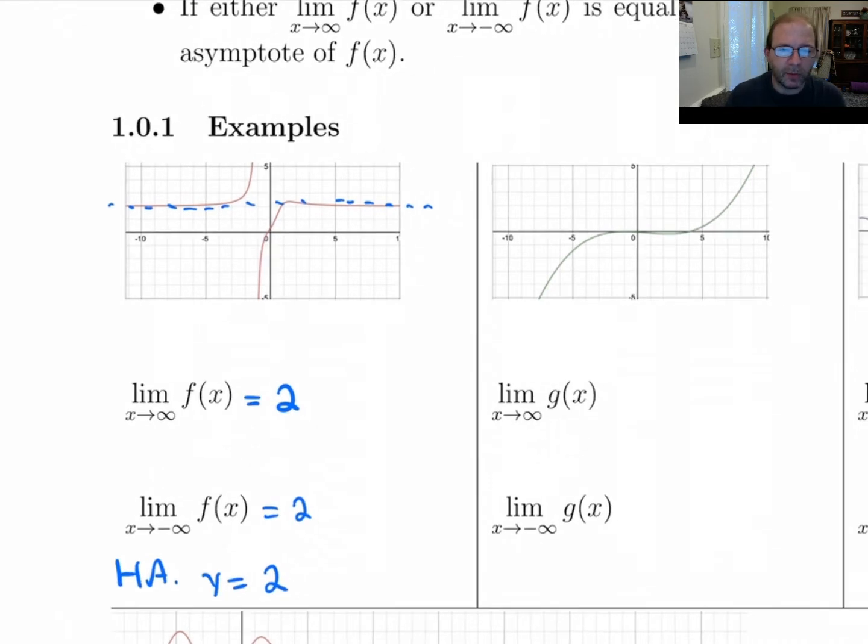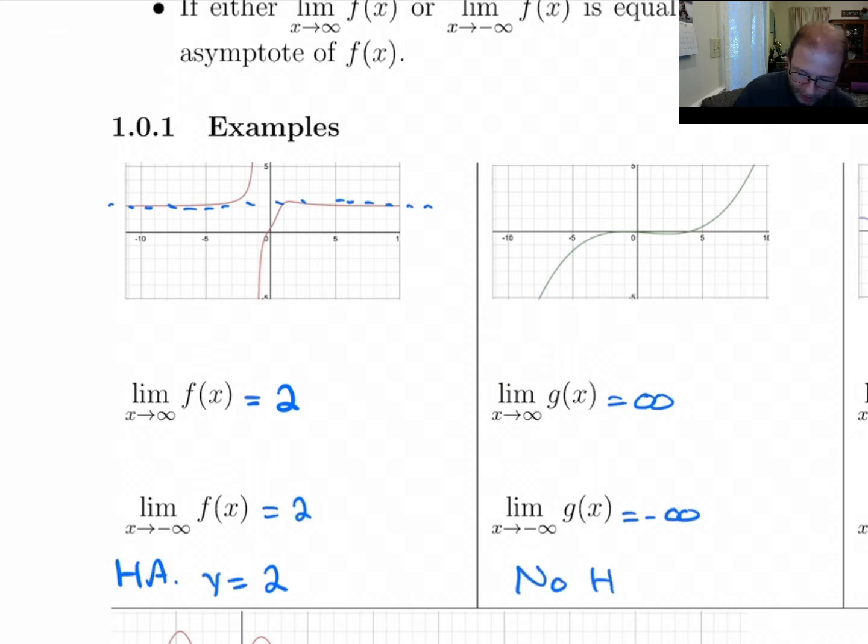Now this next example, if you trace along with what happens as x grows large, this keeps growing up forever. So as x goes to infinity, this also goes to infinity. As x goes to negative infinity though, it's going down forever. So this is negative infinity, and this graph has no horizontal asymptote. In order to have a horizontal asymptote, one of those two limits has to be a finite number.